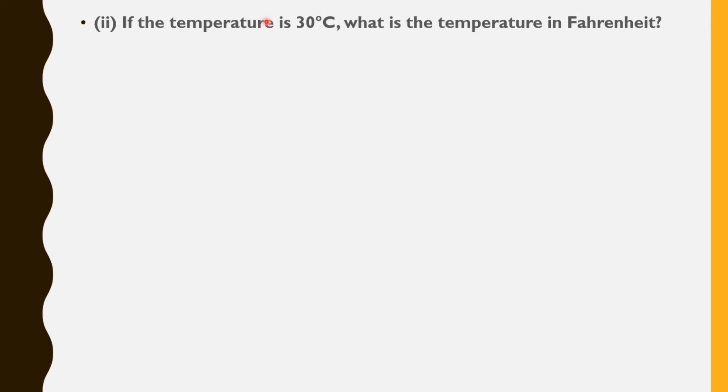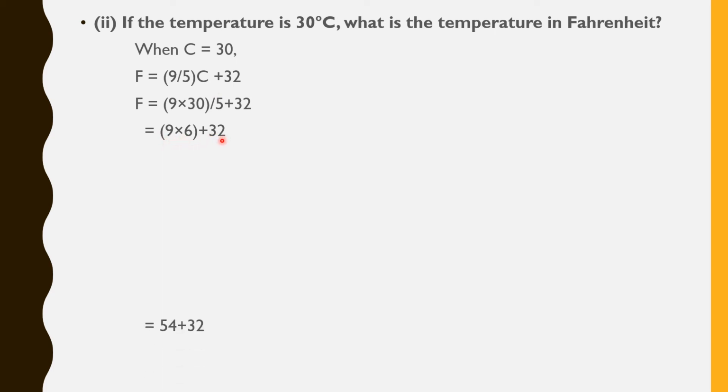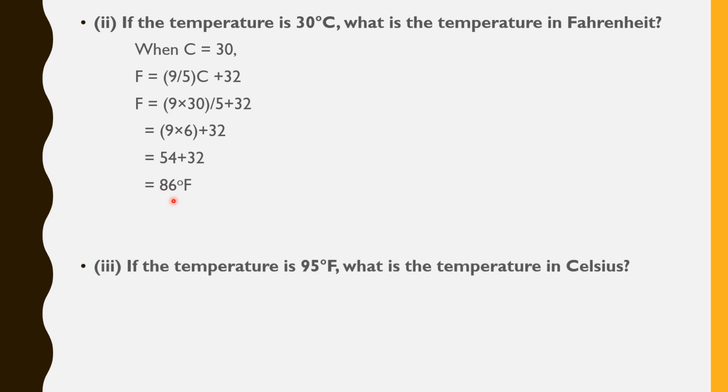Next question in the same is, if the temperature is 30 degrees Celsius, what is the temperature in Fahrenheit? Now I have been given the value of C as 30, I have to find F. Substituting C = 30 in F = 9/5 C + 32, we get F = 9 into 30 divided by 5 plus 32. Further solving it, we will get 9 into 6 plus 32, which gives 54 plus 32, which is 86 degrees Fahrenheit. So when C is 30, Fahrenheit is 86.